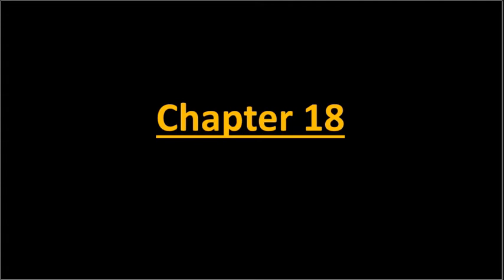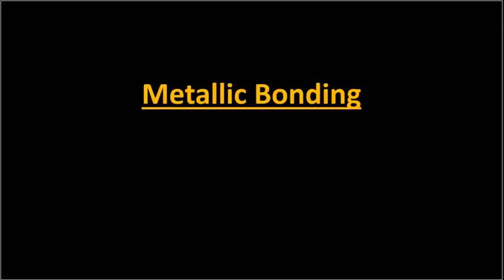Hello, ladies and gentlemen. We are continuing with Chapter 18. We have talked about covalent bonding, we have talked about ionic bonding, and today we're going to talk about metallic bonding. But before you panic, don't worry, there are no drawings because it is near to impossible to draw something that is being metallically bonded.